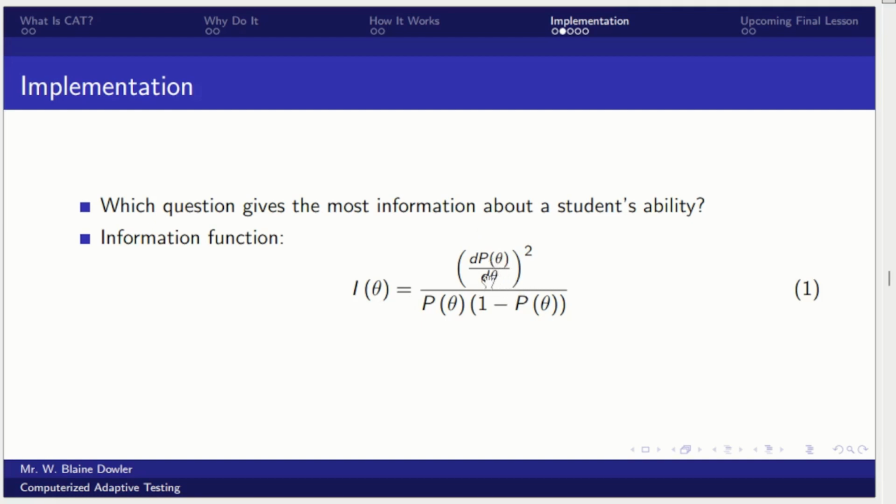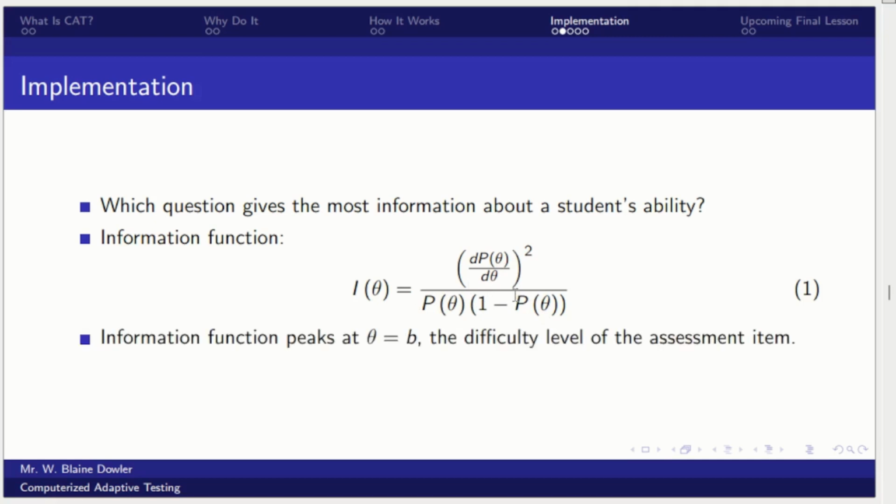And the derivative in calculus is the slope. We square it, so it doesn't matter if we're coming up or down at that point. We're just looking at the magnitude of the slope. And we're dividing it by the probability of getting it right and the probability of getting it incorrect at that point. So we can notice that this information function peaks at b. That's Rasch's assessment for the difficulty level of that item.